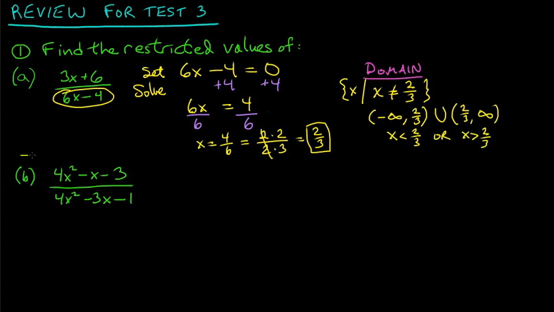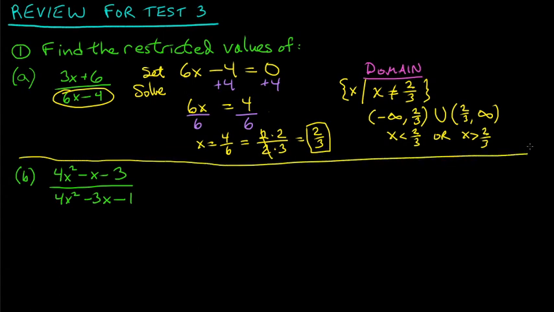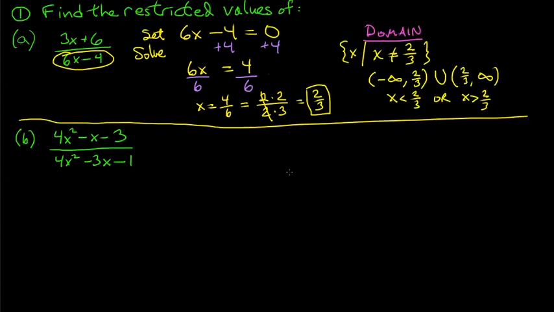Okay, so part B, we have 4x squared minus x minus 3 over 4x squared minus 3x minus 1. And again, we want to find the restricted values. So again, we only care about the denominator. We set it equal to 0, and then we solve this equation.